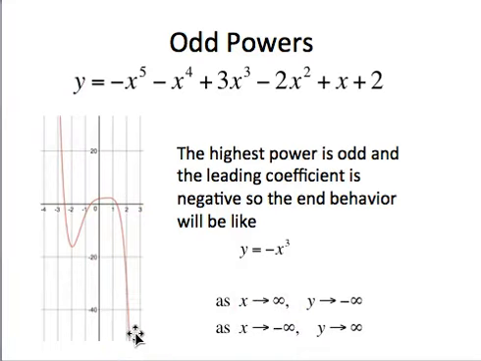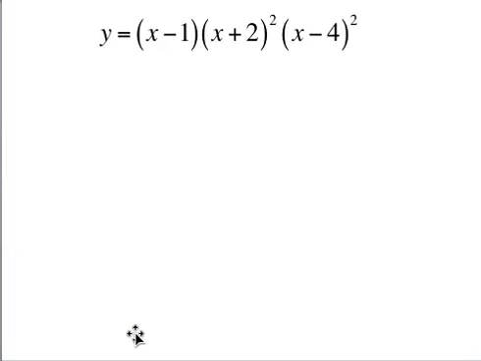So you look for the highest power. If it's even, it's like an x squared. If it's odd, it's like an x cubed. And then you look at the sign to see if it's positive x squared, negative x squared, positive x cubed, negative x cubed. So if you have those 4 graphs in mind, it's relatively easy to determine the end behavior of these functions. Now, here's a polynomial that's not all multiplied out.